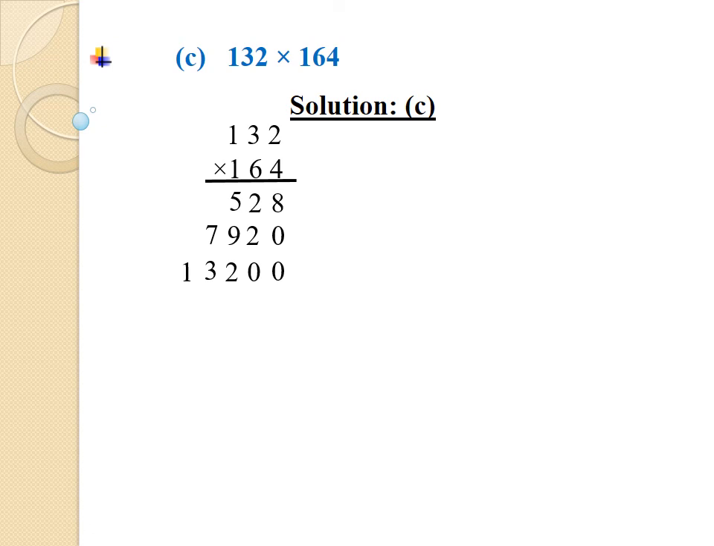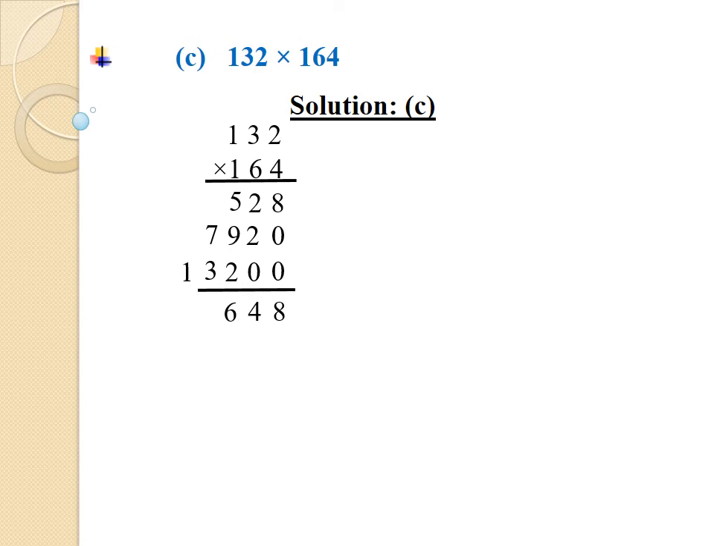Students, now finally we have to add all the 3 steps. Starting from ones place, that is right side. Thus adding 8 plus 0s, we get 8. Now adding 2 plus 2 plus 0, we get 4. Now adding 5 plus 9 plus 2, we get 16. As 16 is a 2-digit number, so we have to write only 6 and we have to carry over 1. Thus writing 6.